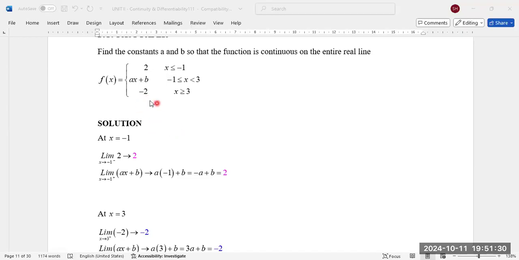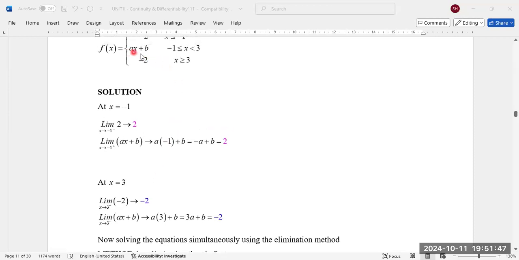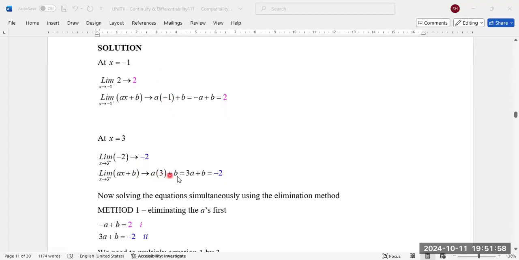So what is going to happen is this -2 to the right of 3 is still going to be -2. See it here? The -2 to the right of 3 is -2. The limit of a constant is a constant itself. To the left of 3 is going to be ax plus b. How you know, sir? See it here? x is less than 3. So a times 3 plus b must be equal to -2. Why, sir? Because if it is continuous over the entire real line, it simply means that it's supposed to also be equal to -2.